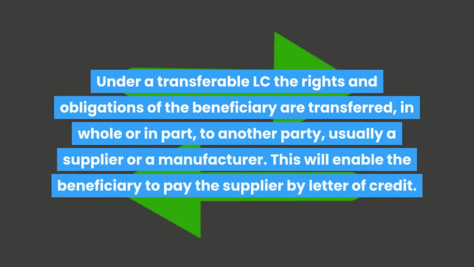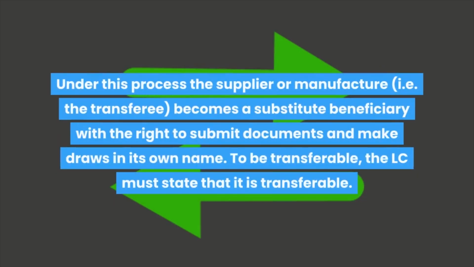Under a transferable LC, the rights and obligations of the beneficiary are transferred, in whole or in part, to another party, usually a supplier or a manufacturer. This will enable the beneficiary to pay the supplier by letter of credit. Under this process, the supplier or manufacturer, i.e. the transferee, becomes a substitute beneficiary with the right to submit documents and make draws in its own name. To be transferable, the LC must state that it is transferable.